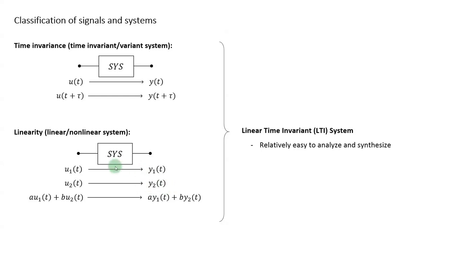Again, this may sound a bit abstract. Now just take it as a fact and later you will understand it better. Now, sometimes we have systems that are both time invariant and linear. Those we call linear time invariant or LTI systems.